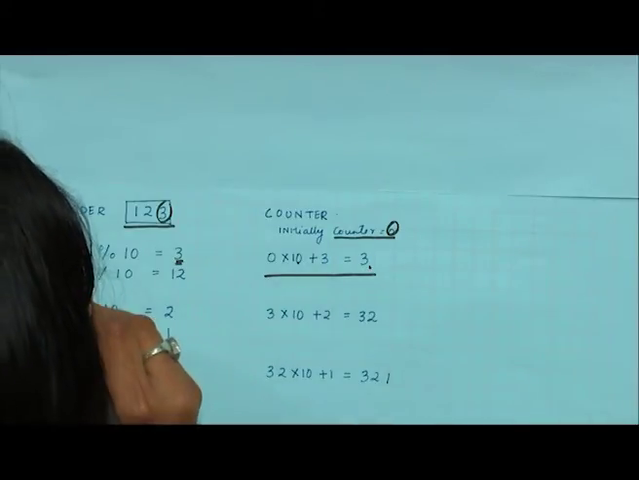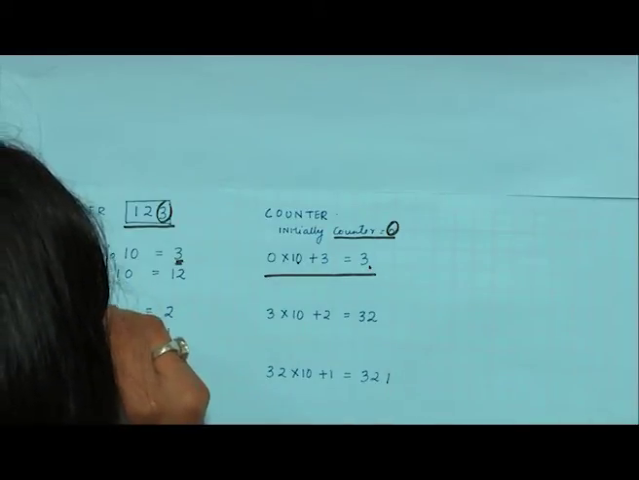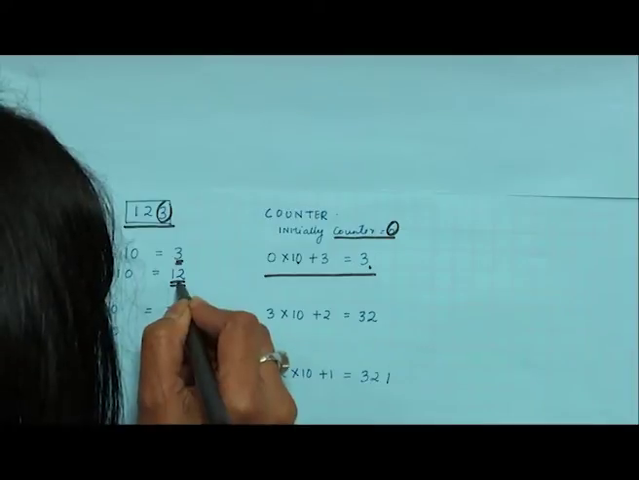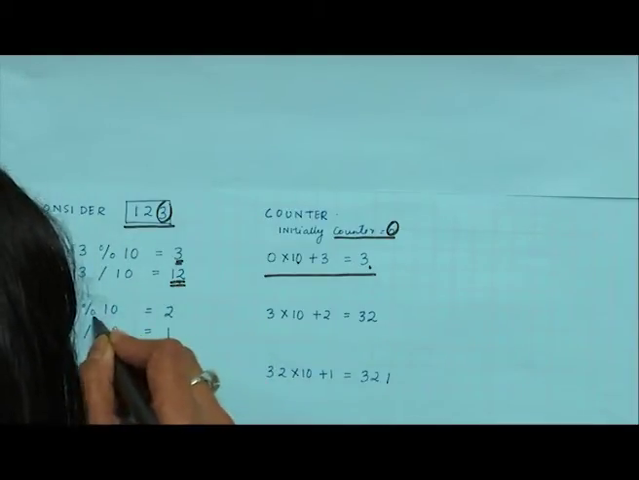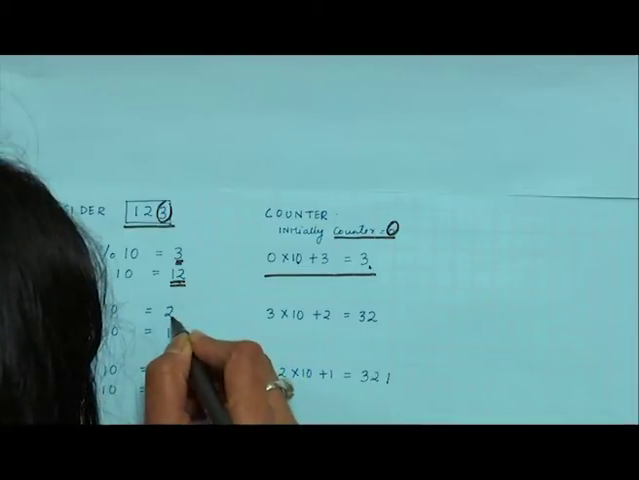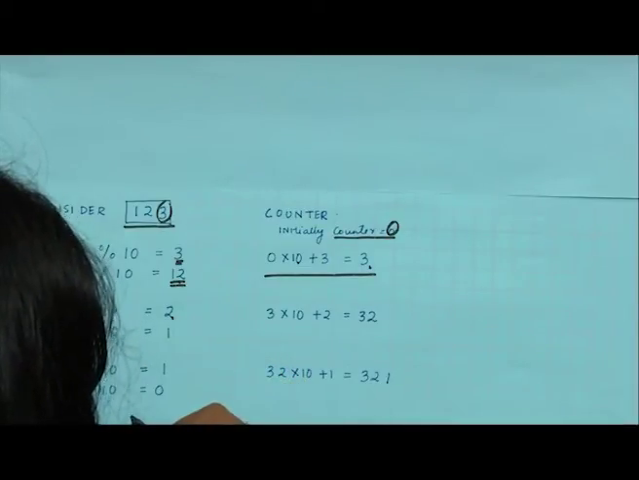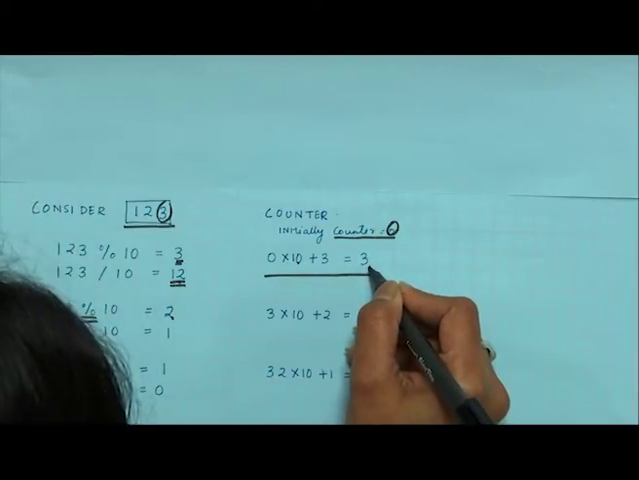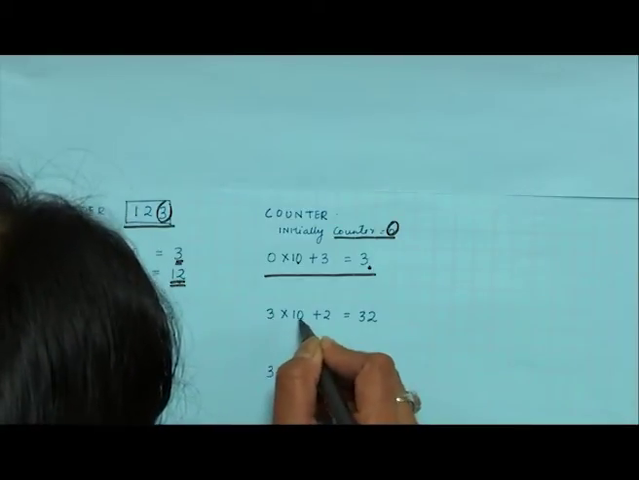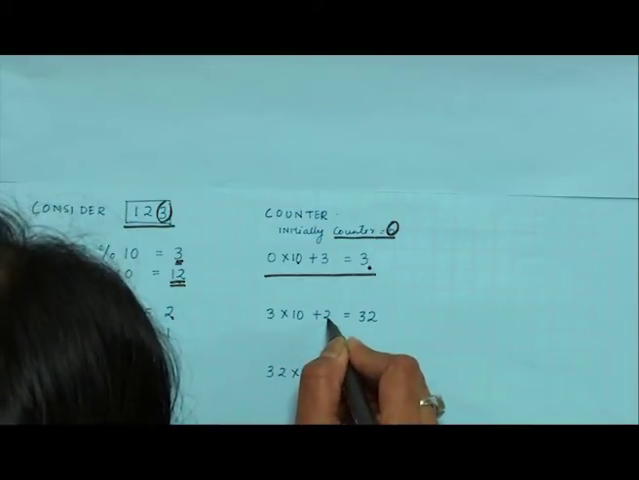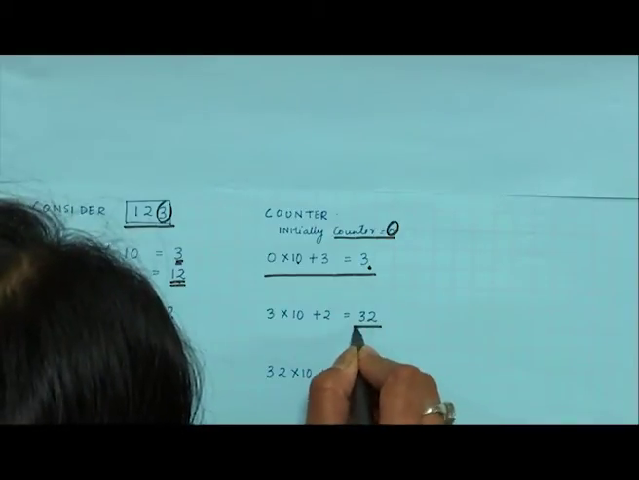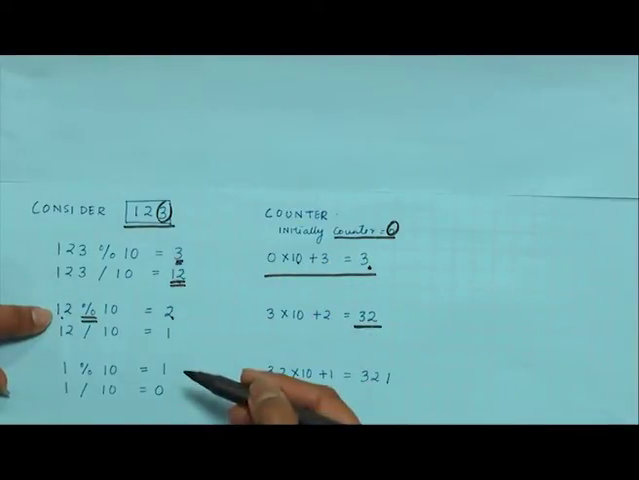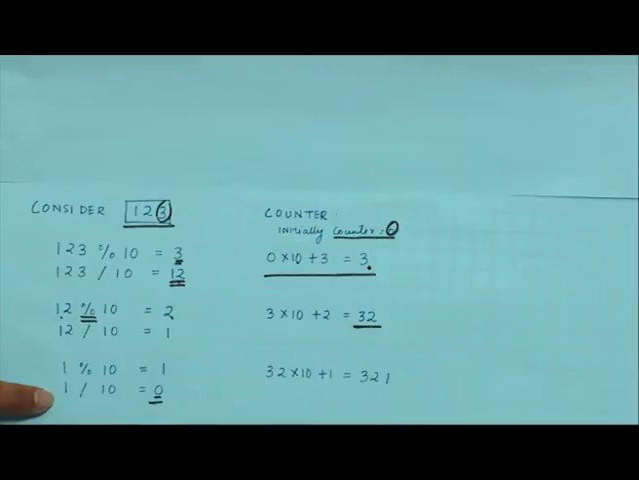And again we need to get the quotient. So, 123 divided by 10, we get 12 as the quotient. Now, we take this 12 and again take the remainder, and we get 2. The previous counter value was 3. We multiply 3 with 10 and add 2. We get 32. Now, my counter has changed to 32. How many times will you do it? Till you get a 0 quotient.